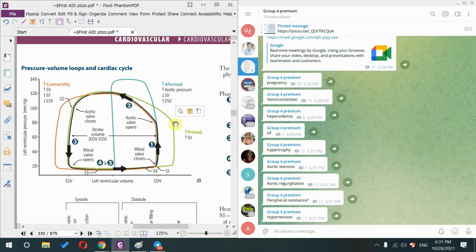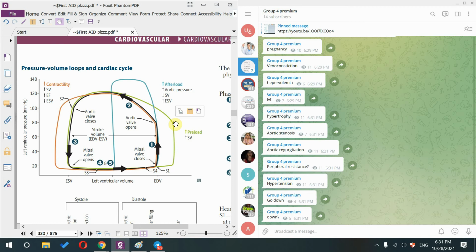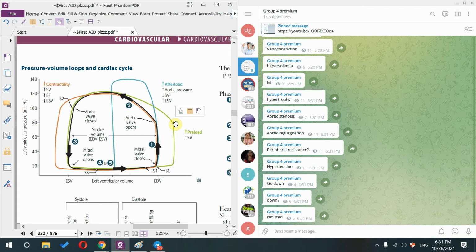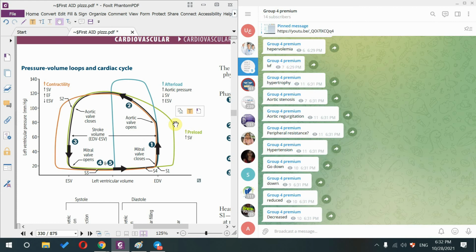So let's imagine a condition of aortic stenosis. If you have aortic stenosis, your afterload will go up. What will happen to your stroke volume? Stroke volume down, exactly, it could go down. Good. And the end systolic volume will also be reduced, exactly. No, end systolic volume will be higher. Why? Because you are ejecting some blood, but the valve is closing right away.